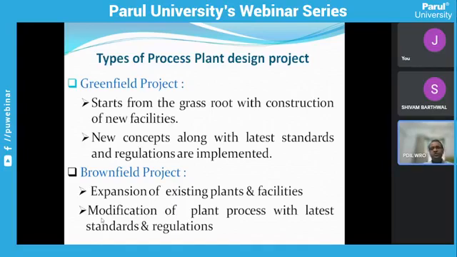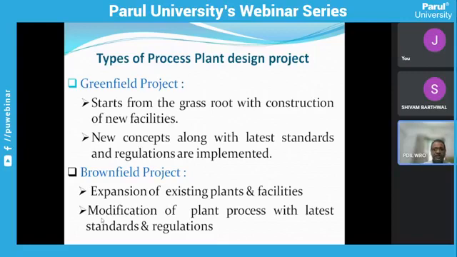New concepts along with the latest standards and regulations are implemented in the case of a greenfield project, because your scope is open. You can recommend any kind of engineering aspects, you can apply any of the latest standards, regulations or guidelines, because it is a greenfield project. Your concept will be developed by yourself. You can develop your own concept and start designing this project.